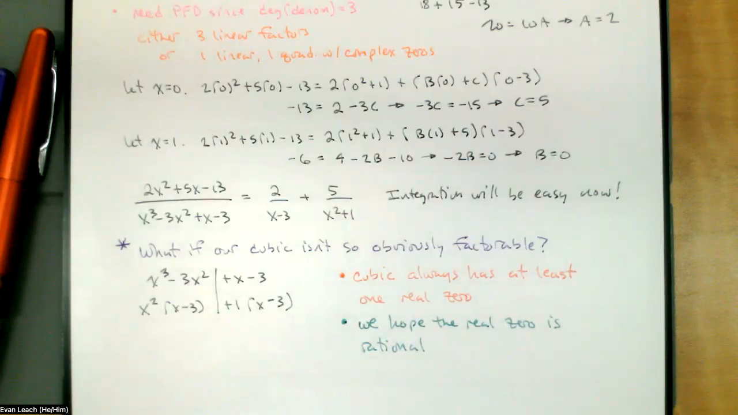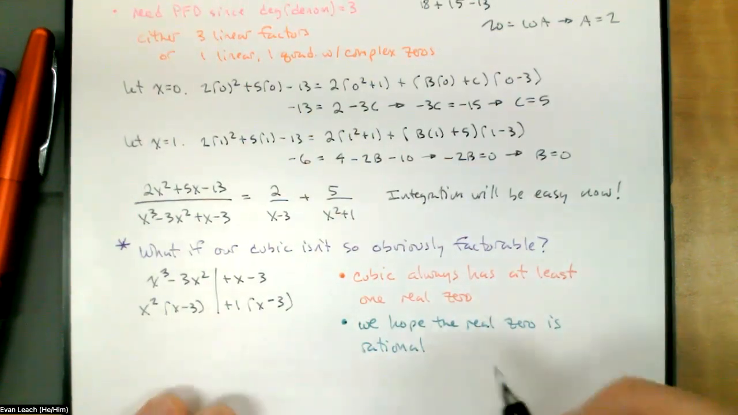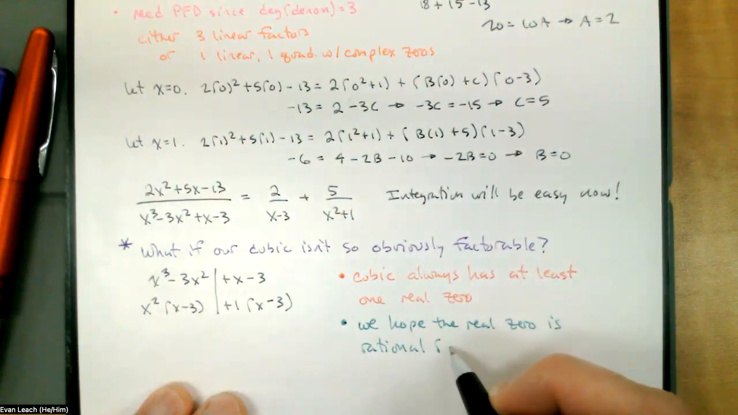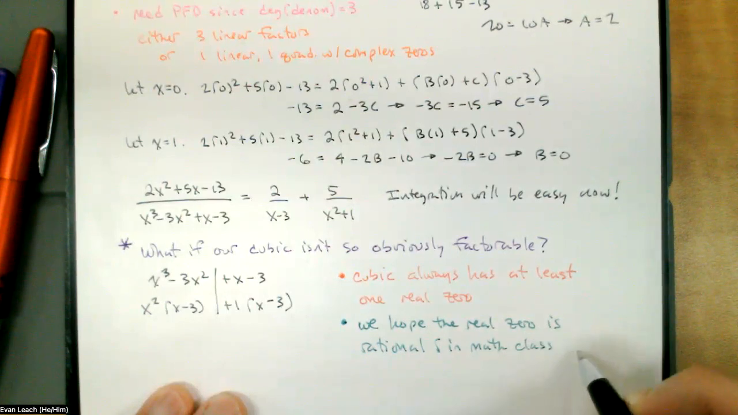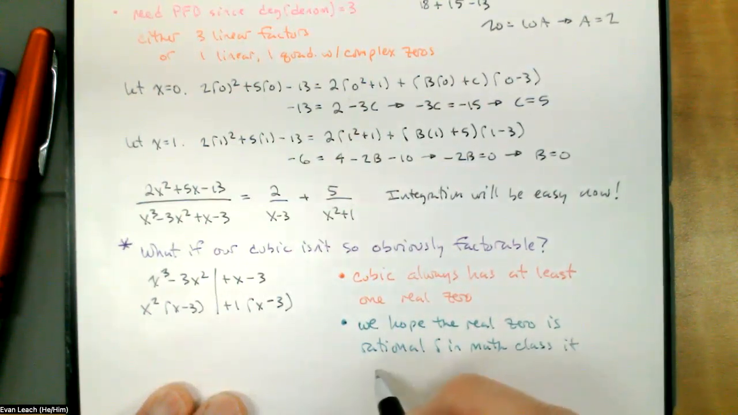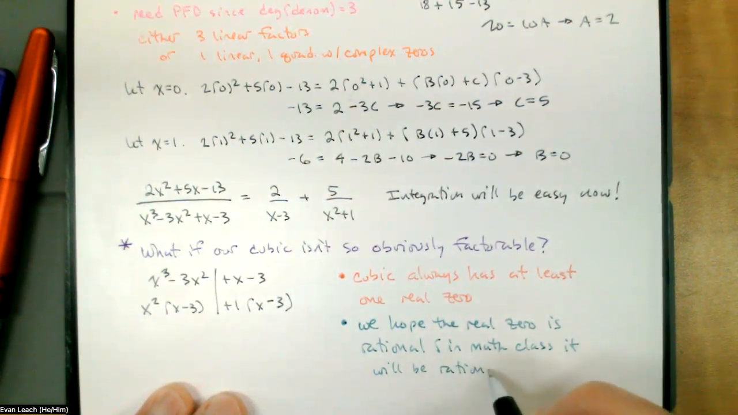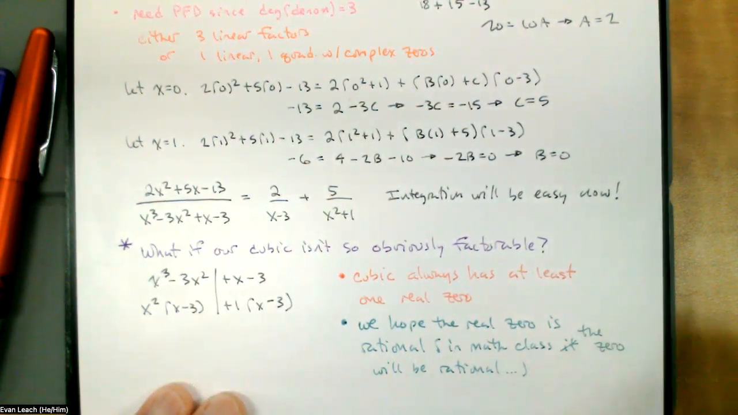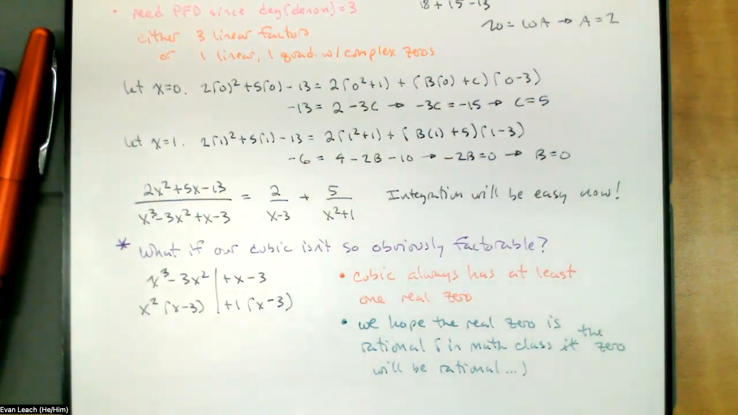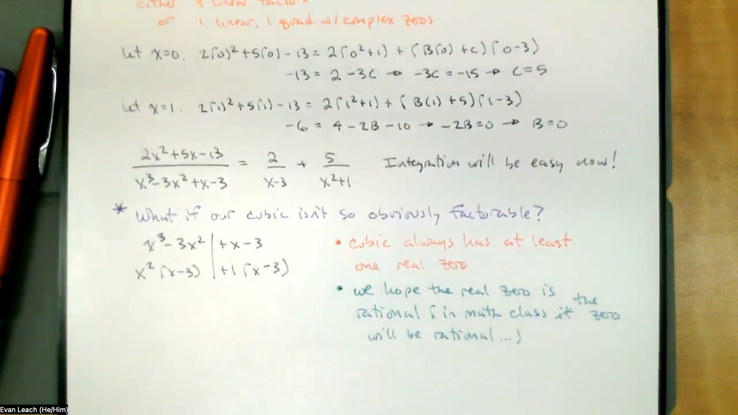So we hope the real zero is rational. We're in math class, it will be. Since we're in a math class, the real zero will be rational. But then we'll have to find it.